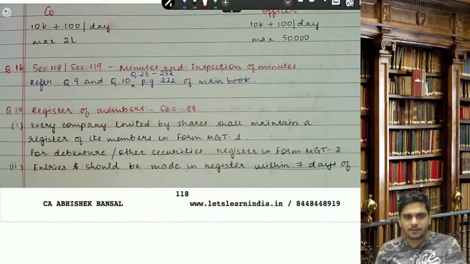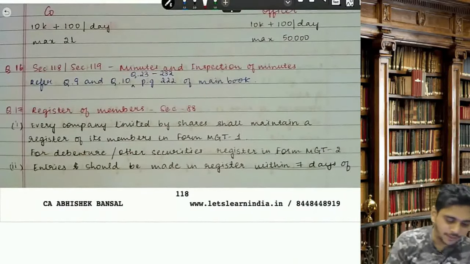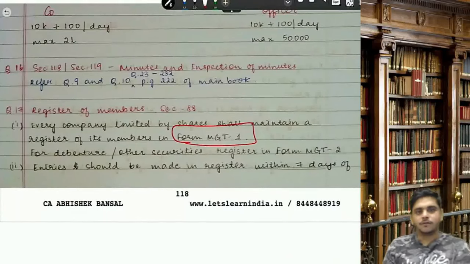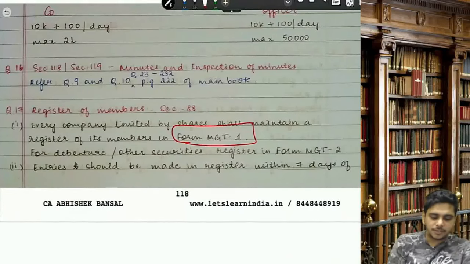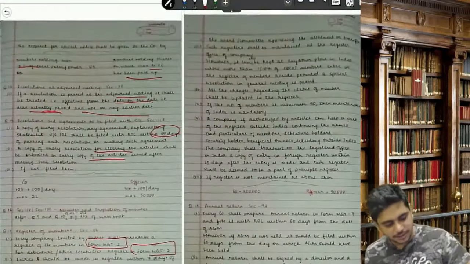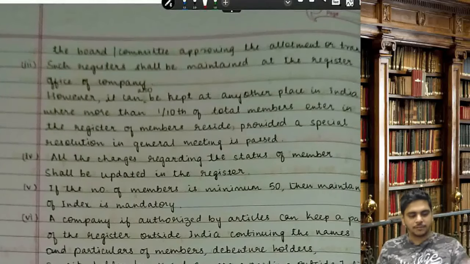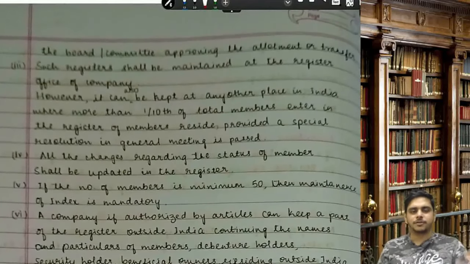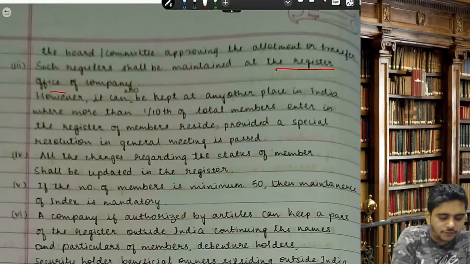Register of members. Every company limited by shares shall maintain a register of members in form number MGT1. For debenture security holders, the register is MGT2. Entry should be made in the register within 7 days of the board or the committee approving the allotment or transfer. So within 7 days you will make the entry. Such register should be maintained at the registered office of the company.